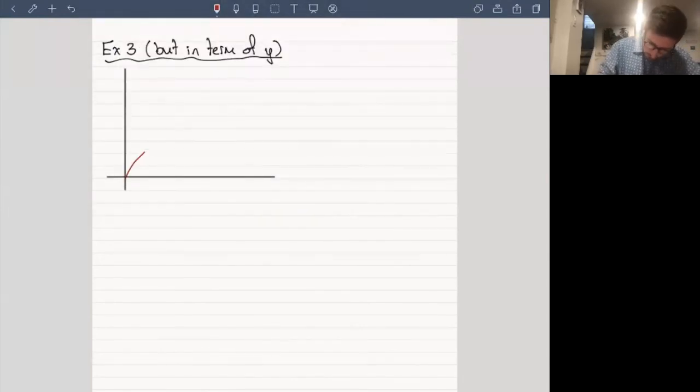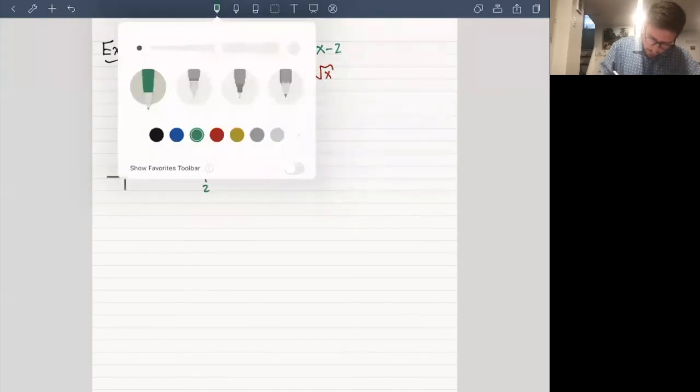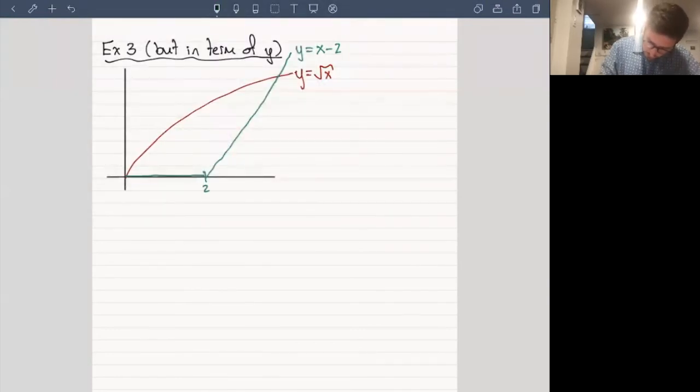So let's start with the square root function. And the lower bounds on this region were given by the x-axis, and the curve y is equal to x minus 2. So what we can alternatively do is we can ask ourselves, what is the region bounded between these curves and the y-axis instead? So we're still looking for the same region in here.